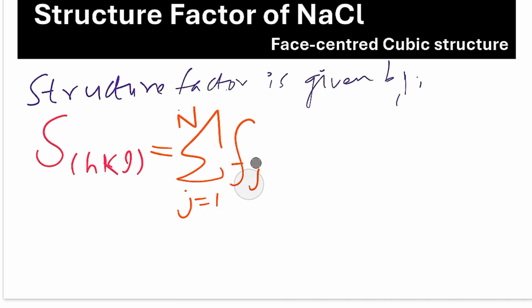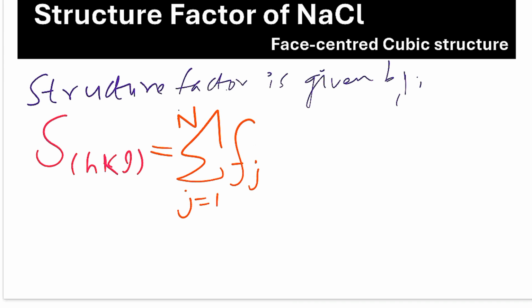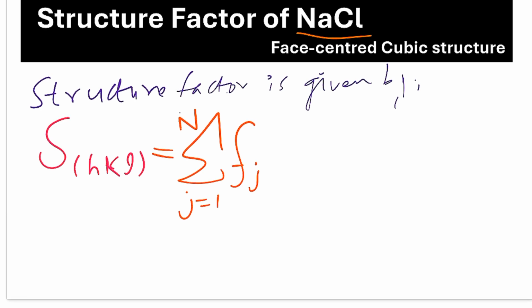f_j. This f is the atomic form factor and it includes the atomic contributions by the unique atoms that are present inside the unit cell. For example, it's different for sodium and it's different for chlorine. This is because the electronic cloud of sodium is different from that of chlorine.